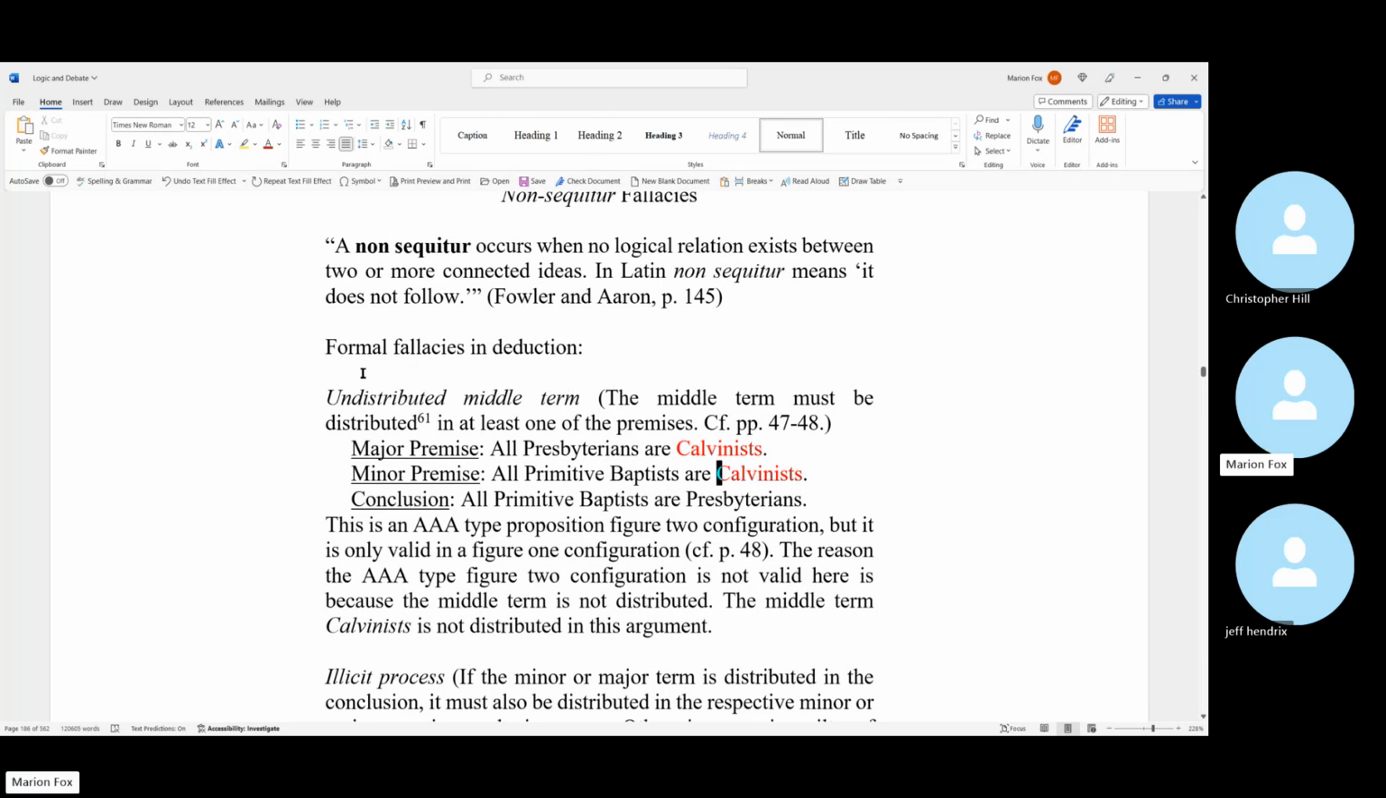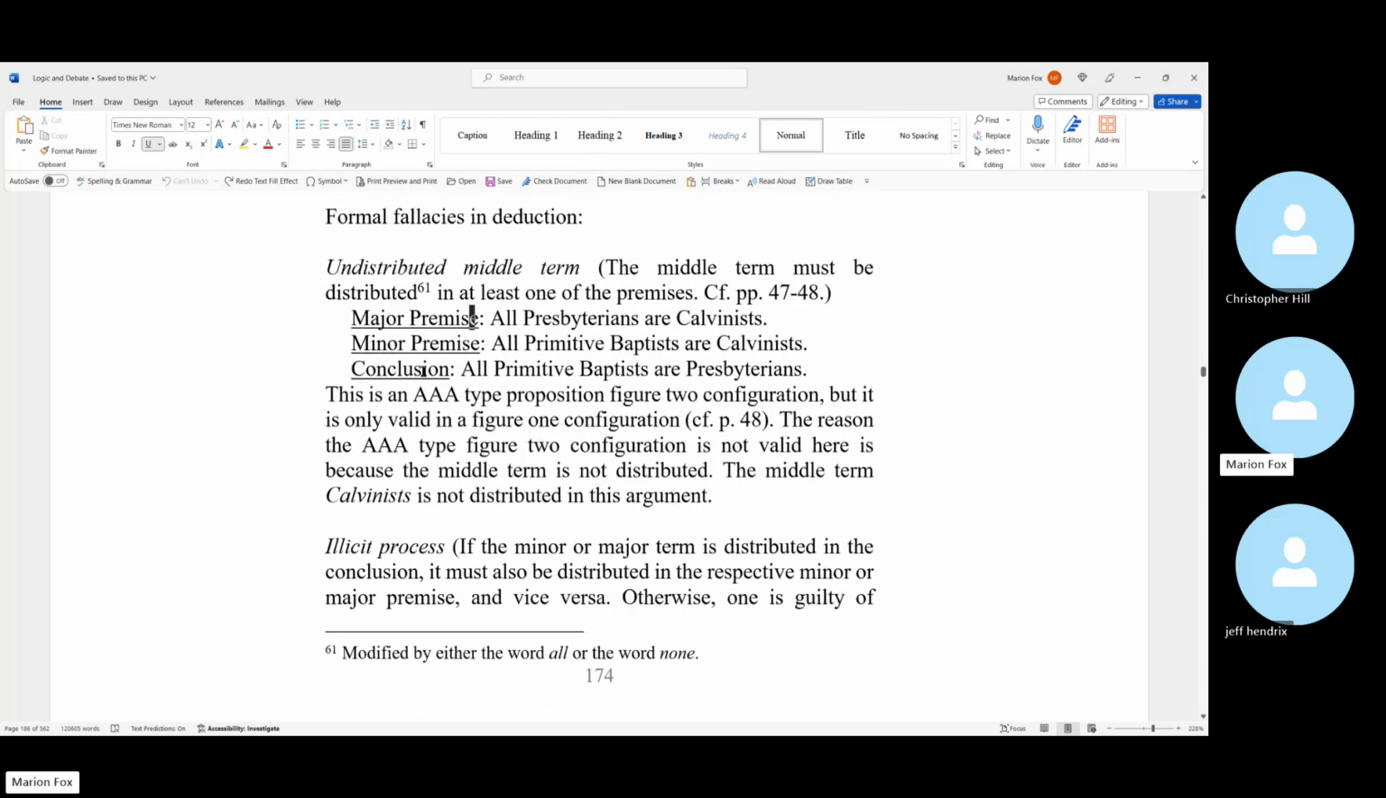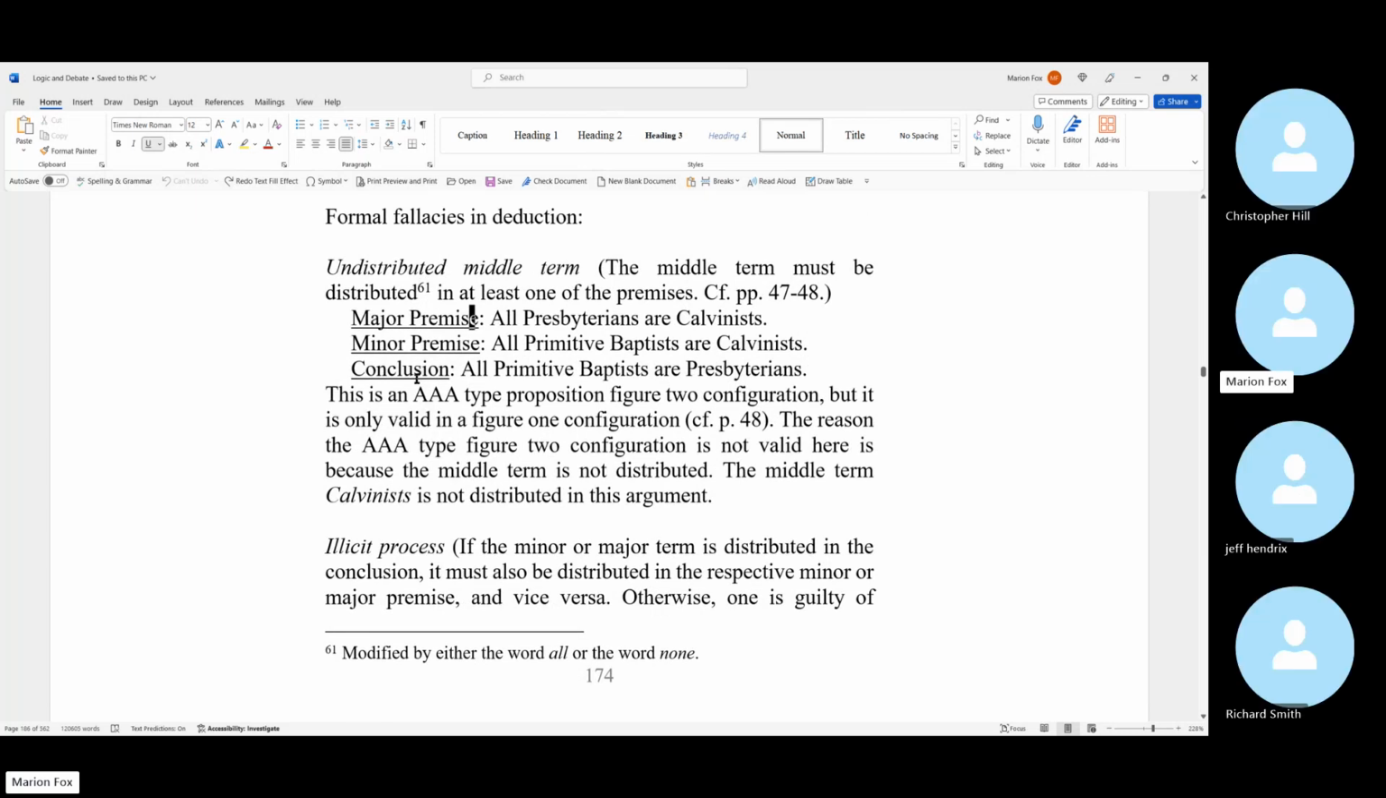The A-type, both this is A and this is A. The predicate is not distributed in an A-type proposition. So the middle term is not distributed here. Any questions? That's why it's not valid. It's a non sequitur. It does not follow because we haven't distributed those two terms. The middle term is not distributed. And AAA type proposition is only valid in figure 1 configuration, page 48. All right. Any questions?